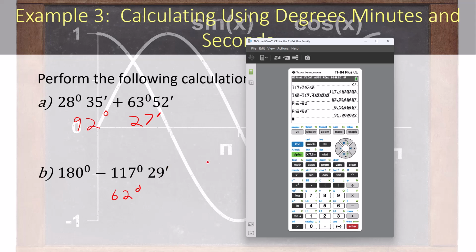31.000002 minutes. We don't need to worry about that. That's just going to be 31 minutes.